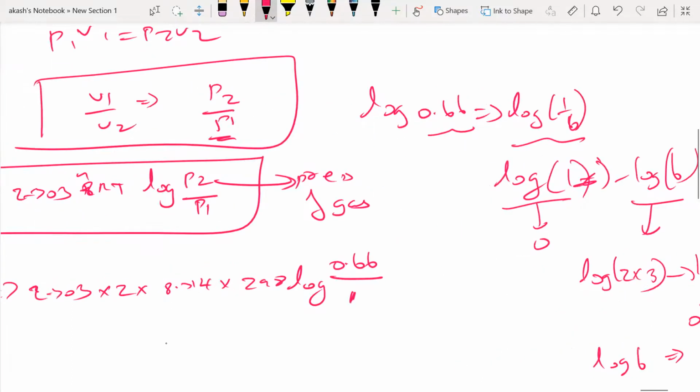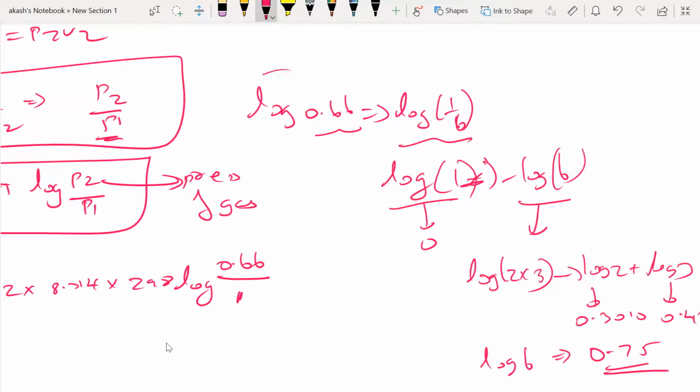That's it, right? So now what you have to do? Log of 0.66 is nothing but minus. There should be a minus sign, I'm so sorry. Yes, sir, isn't 1/6 0.1666, not 0.66? Yes, it is 0.16666, not 0.666. So how can you write 0.666?